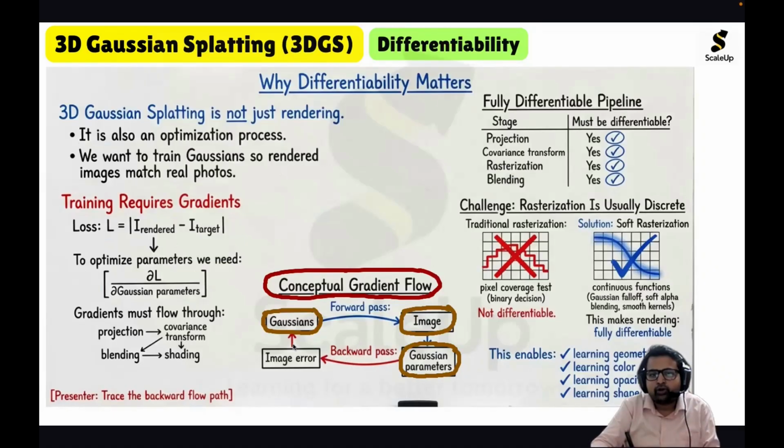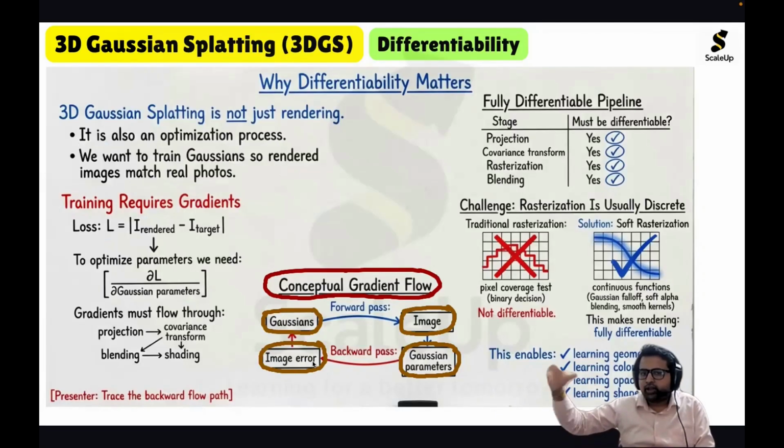In the backward pass, we calculate the image error loss, and based on the loss we start tweaking the parameters, going in the reverse direction: from blending, rasterization, projection, like that. Once again, what is happening: we started with 3D Gaussians in the real world, splatted them on the scene to get a rendered image, and compared it with the original image to get the loss. Once we get the loss, we go in the backward direction.